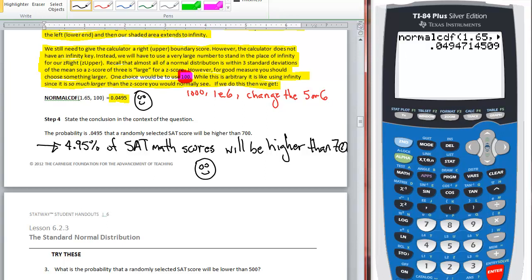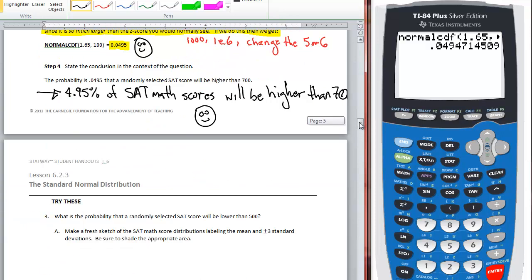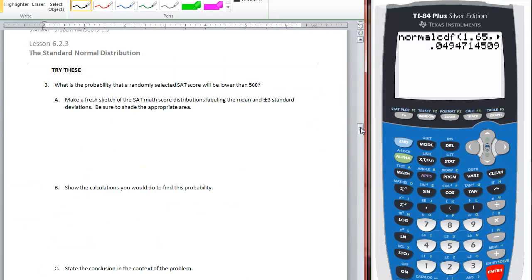Now, you can do the same thing with the lower. And so here's our example, and we're going to start from scratch. The score will be lower than 500. So let's draw our normal curve.